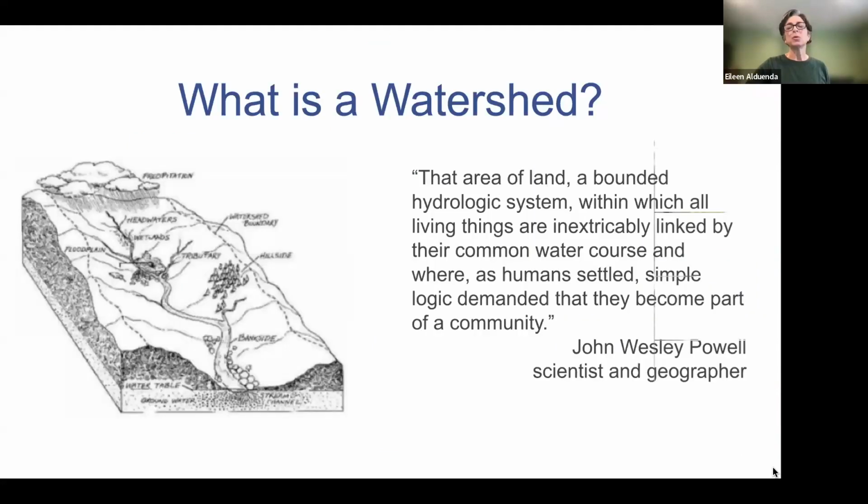Next slide, please. So we start at the watershed, right? We want to look at watersheds. And what is a watershed? Well, it's that area of land that's bounded by a hydrologic system within which all living things are linked by their common water course, and where, as humans settled, simple logic demanded that they become part of a community. And that was the definition that we use from John Wesley Powell, a scientist and geographer. And it's been really important to keep in mind that we're thinking about and we're planning for living systems.